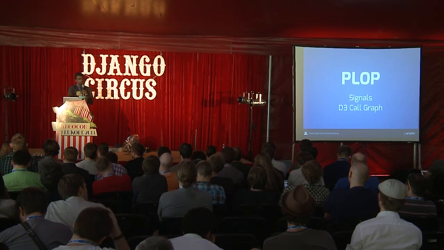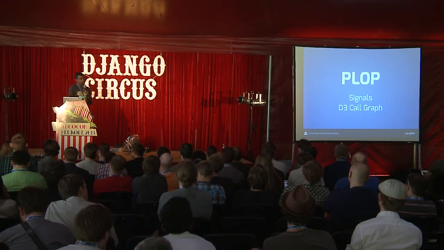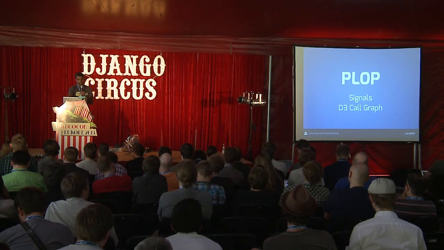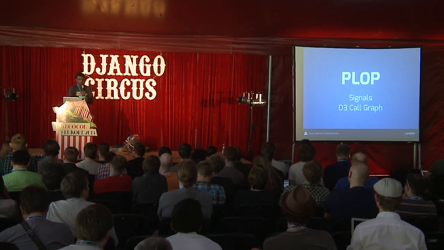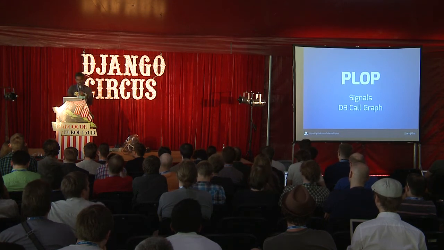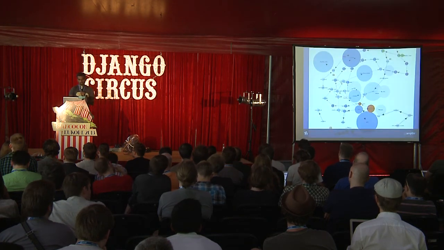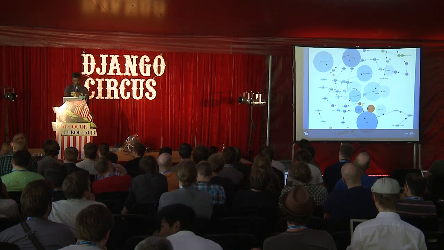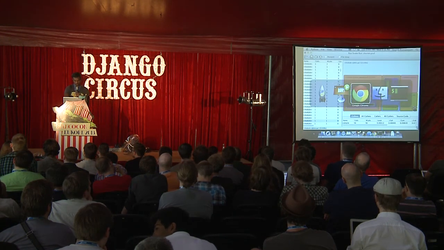Plop is a module that was created by Dropbox, and it was open source. They also use Unix signals, but the visualization they use is D3.js. So they actually build call graphs out of this. And here's a screenshot of the UI. Again, I'm going to show you how this looks.